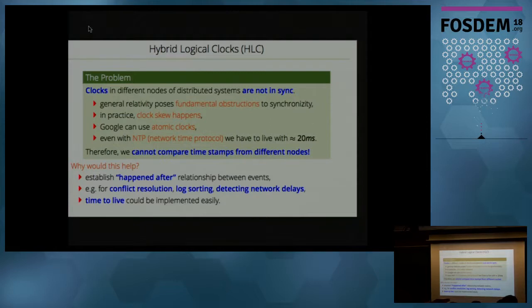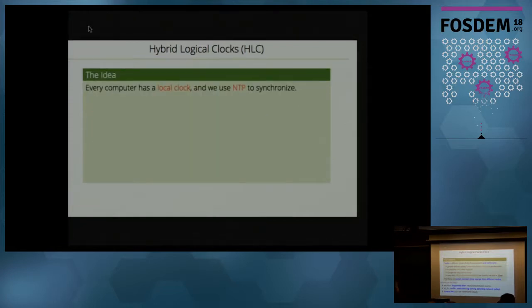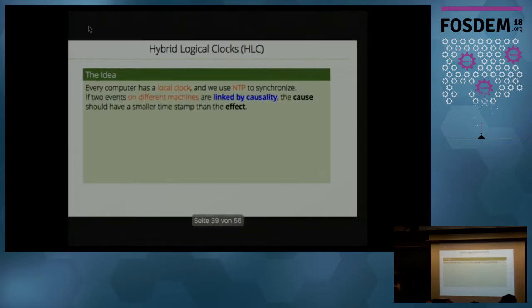Next thing that you often use in databases is so-called time to live. Easiest example is a session. User logs in, and he should stay logged in for the next 2 hours. And if he doesn't do anything in the 2 hours, the data set should go away. Hard to implement in a distributed system. So what is the idea for a solution? Every computer has a local clock. It may not be accurate. There may be clock skews, but we have one. And we use NTP to synchronize, so we have an upper bound of delay.